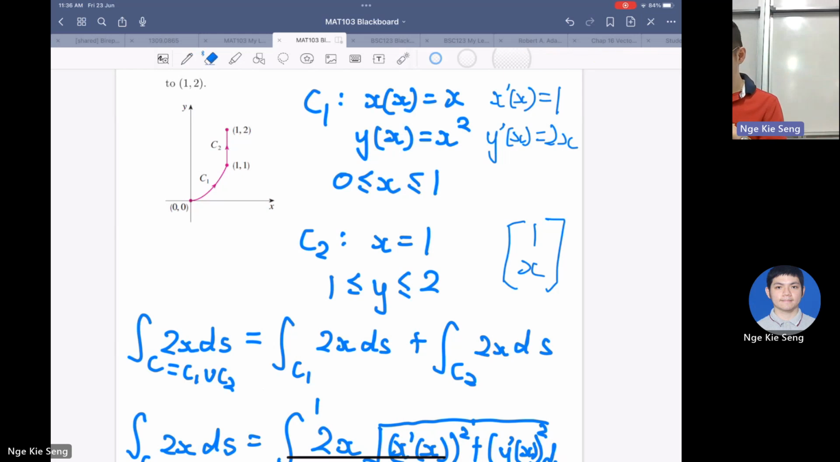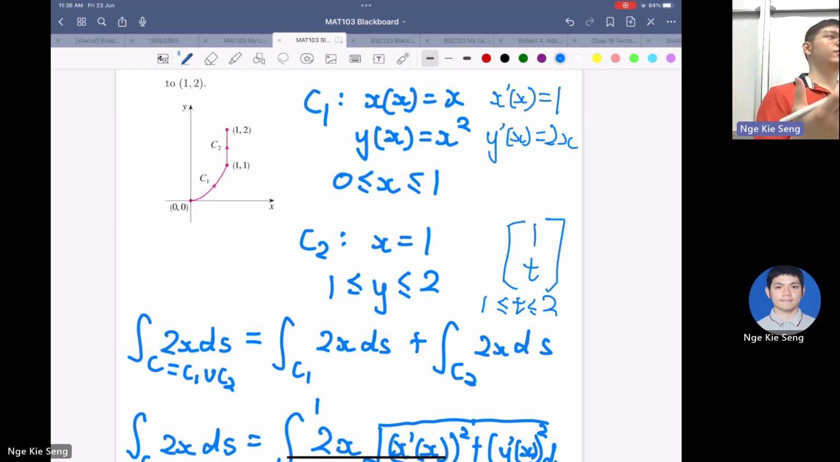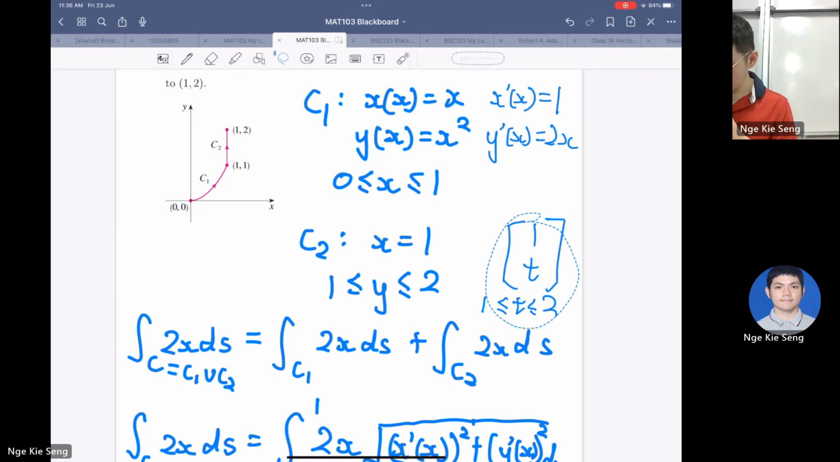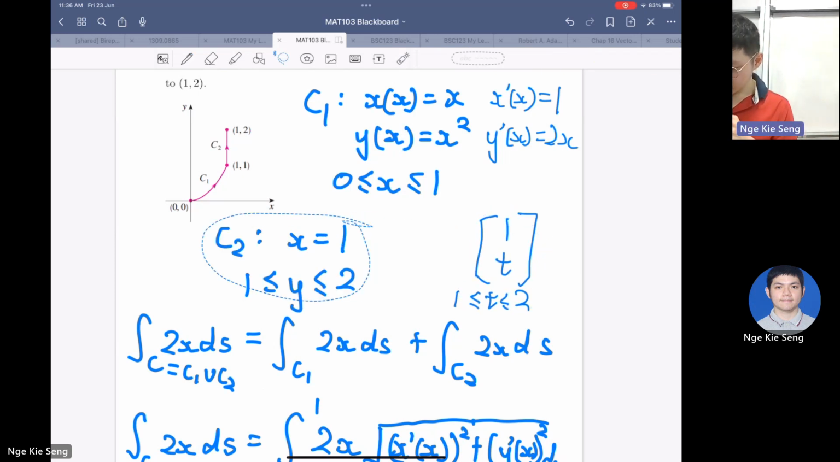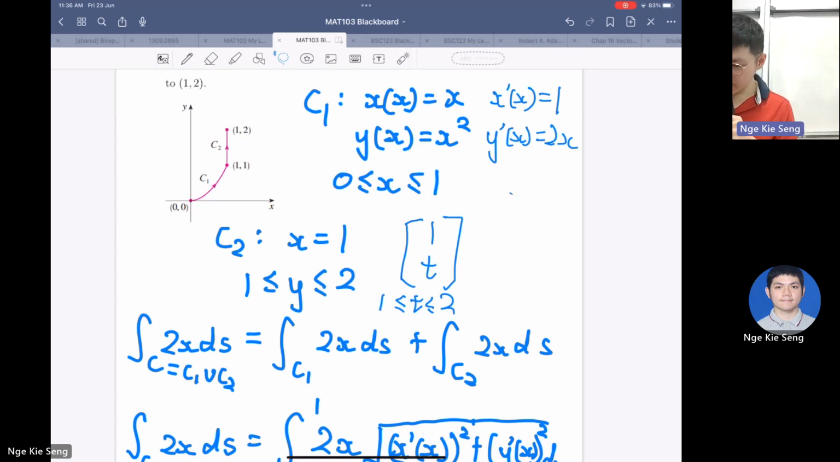You change it to another variable, t, maybe. So we fix t from 1 to 2. So in this case, we are doing dt instead of dx. Make sense or not? So the parametric equation here is, let me use another color.